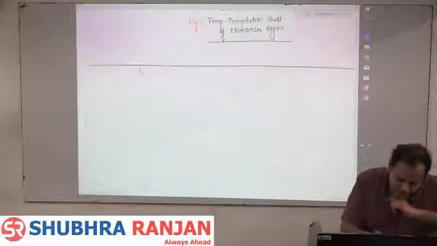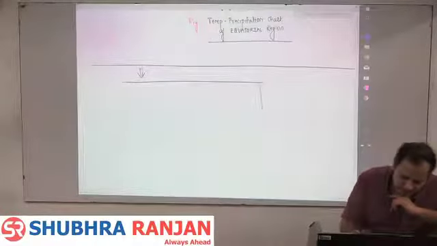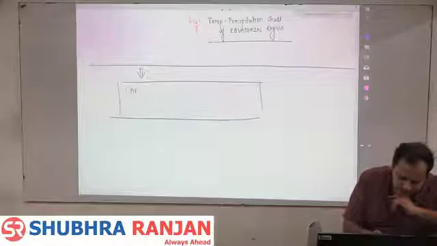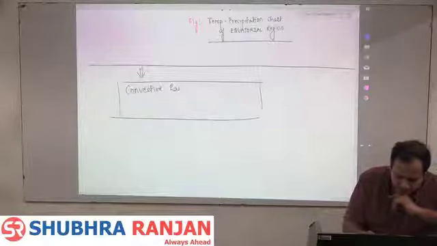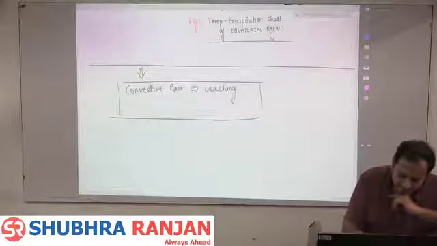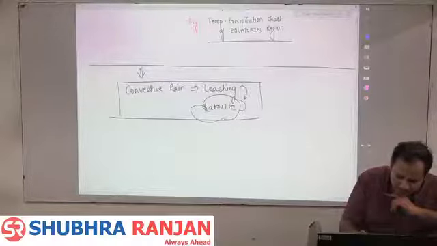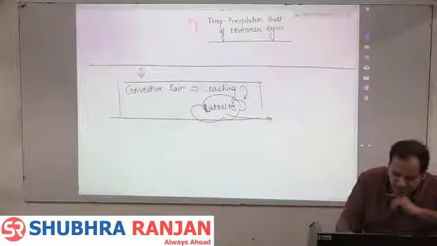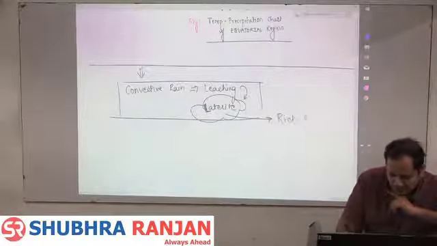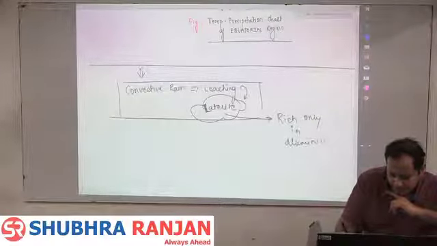In fact, remember this for GS, convective rain is associated with leaching. That is, it makes the soil lateritic soil. This soil is rich only in aluminium and iron.